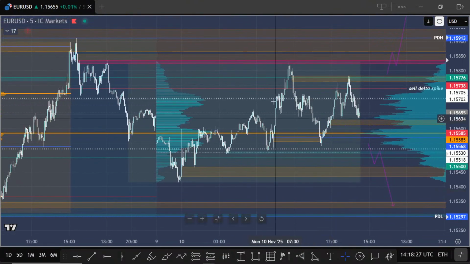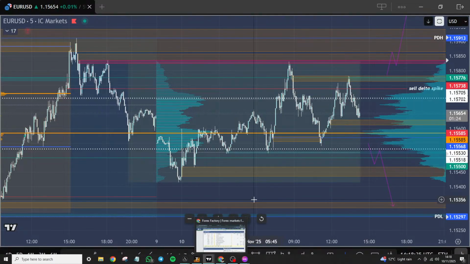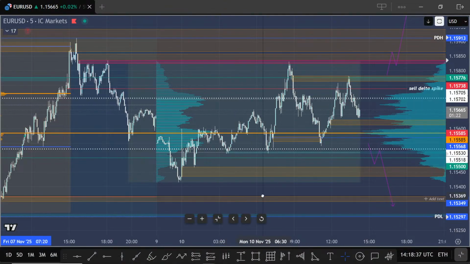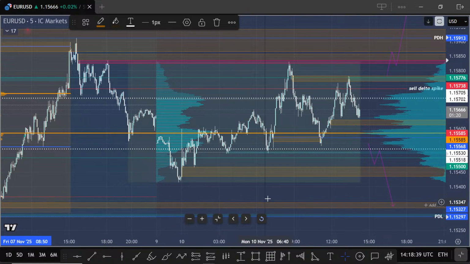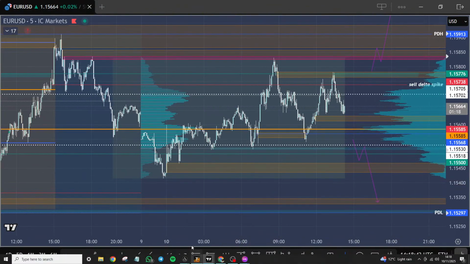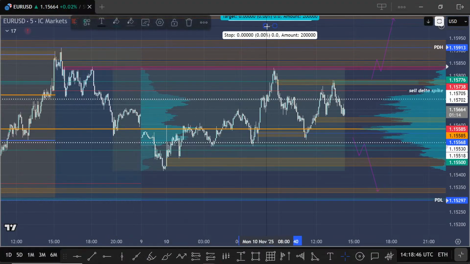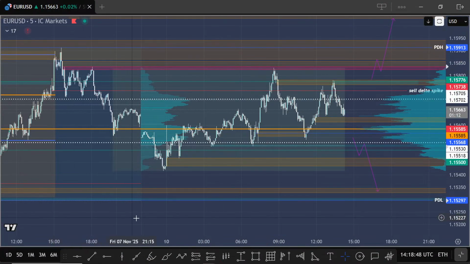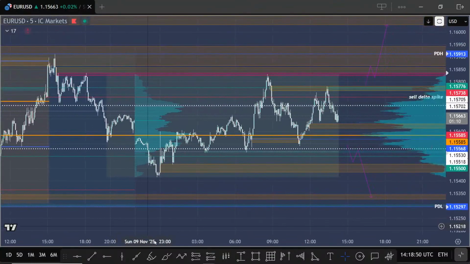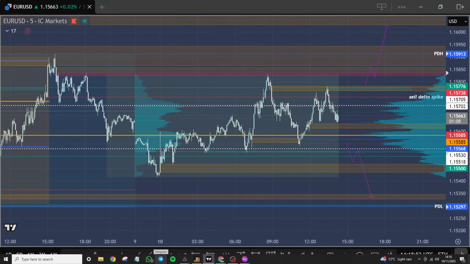Because so far we've failed to break the high once, twice, three, four times so far. So that's all I'm looking for on EU, because at the moment we're staying within the previous day's candle. We've not broken out to go anywhere.